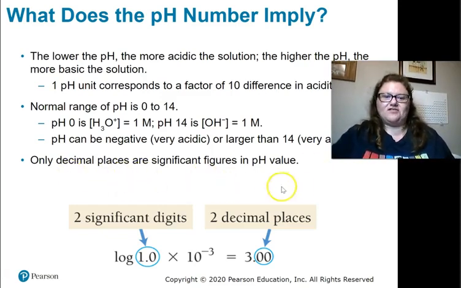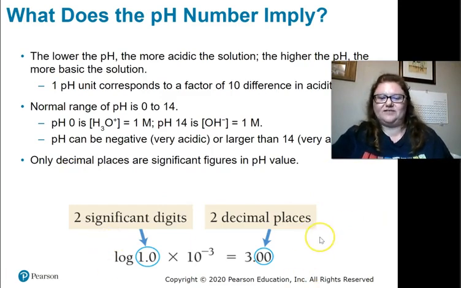Only decimal places are significant figures in pH values. So when we looked at significant figures earlier in the semester, we saw that the zeros were only significant if there was a decimal present. And so here we are, right? That's why we're expressing the pH with these number of decimal places, because when we calculated it with the log, we had 2 sig figs here.